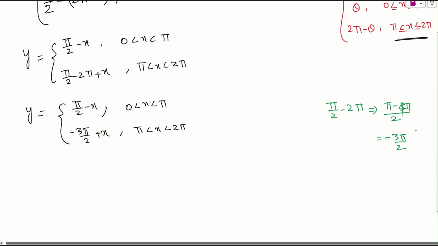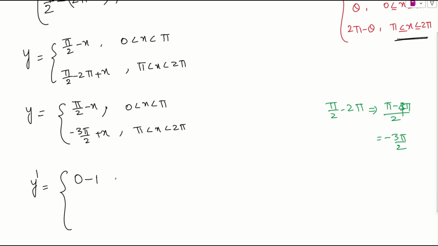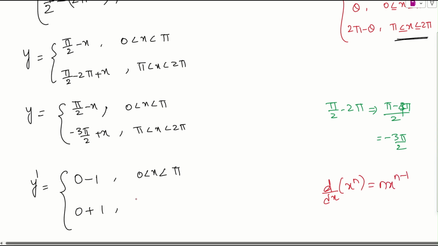So now let us continue. This is our y value, so we need to find y dash, which means we need to differentiate this function. Pi by 2 is a constant, its derivative is always 0, minus the derivative of x, which is 1, when x lies between 0 to pi. And minus 3 pi by 2 is a constant, its derivative is 0, plus the derivative of x, which is 1. Is it okay? I think you remember, right? For people who don't know, the formula we apply for differentiation is n into x to the power n minus 1. Is it okay? So this holds between pi to 2 pi.